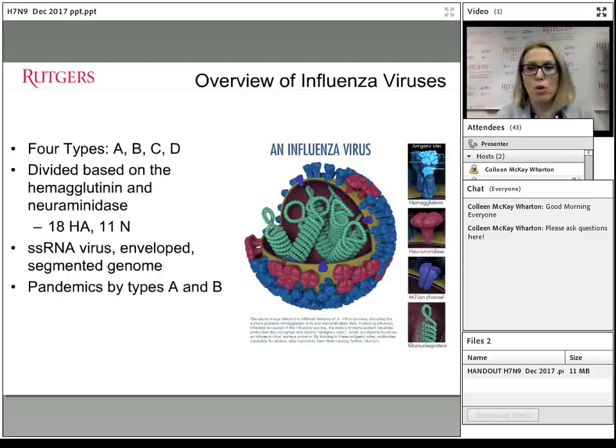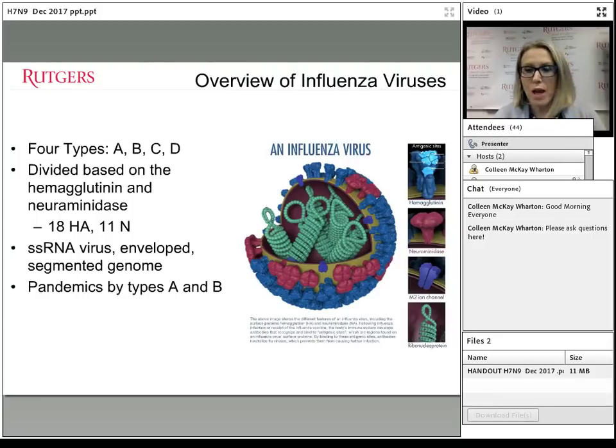So just to start with a brief overview of influenza, there are many different kinds of influenza viruses, and typically in the public health arena we're talking about two of those types, types A and B. Type A influenza viruses do include things like avian influenza and swine influenza, which we'll talk about in more detail, because they can go to multiple hosts as well, those animals and humans.